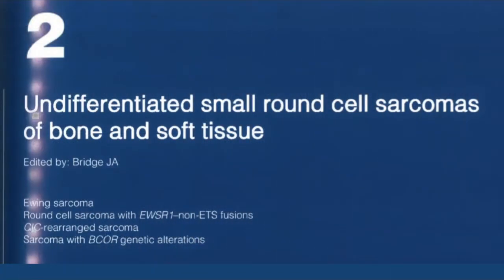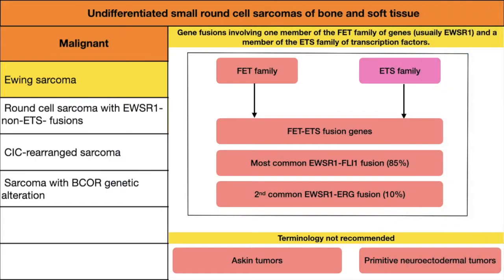Then Ewing sarcoma is not included in the bone tumor classification. In the section of the bone tumor classification, there is a separate chapter for Ewing sarcoma with the name undifferentiated small round cell sarcomas of the bone and soft tissue. So undifferentiated small round cell sarcomas of the bone and soft tissue have four categories: Ewing sarcoma, round cell sarcoma with EWSR1 non-ETS fusion, CIC rearranged sarcomas, and sarcoma with BCOR genetic alteration.